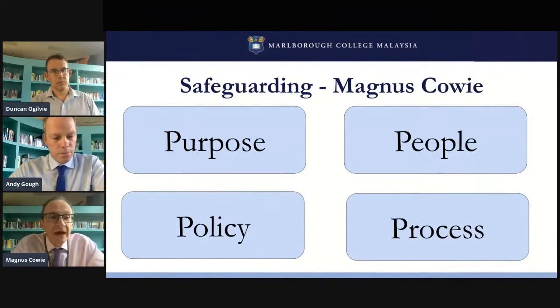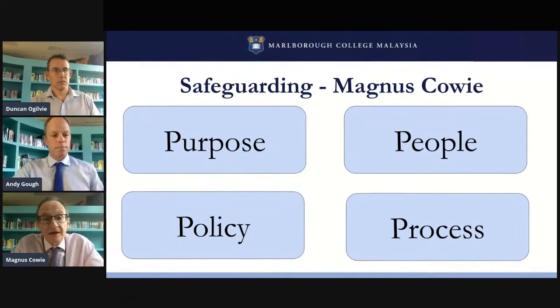Moving on to process next, putting the policy into action. So when we do have a serious concern over the well-being of pupils, it will be communicated to Mr. Gough or me, and our action will be directed by what's in the best interests of the child. Taking swift action, involving all parties that are relevant at that time. So it may involve head of the health centre, it may involve the college counsellor, it will depend on the context.